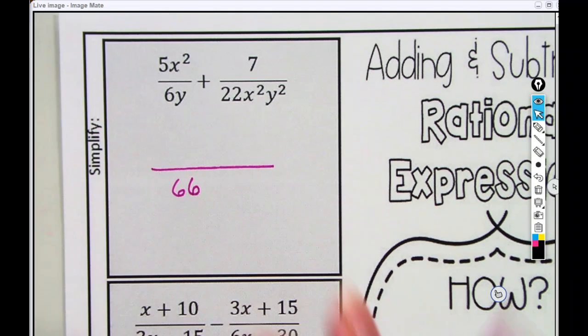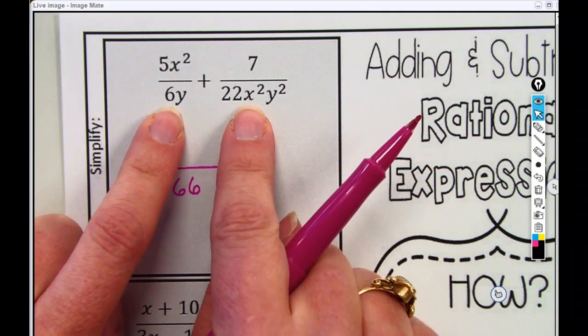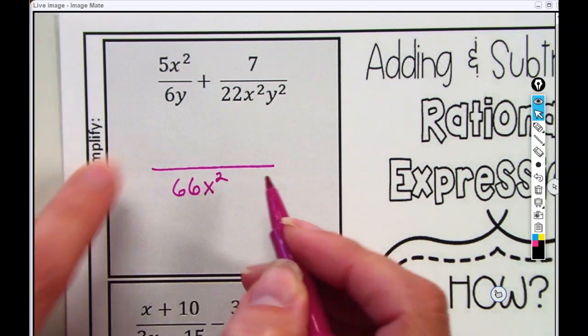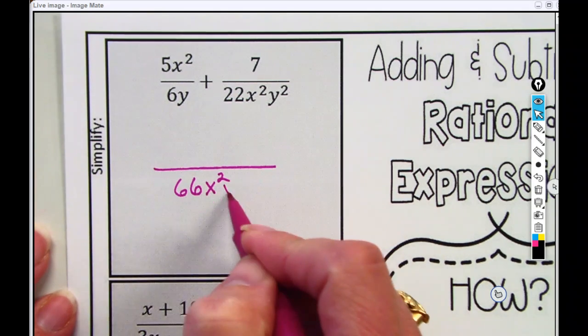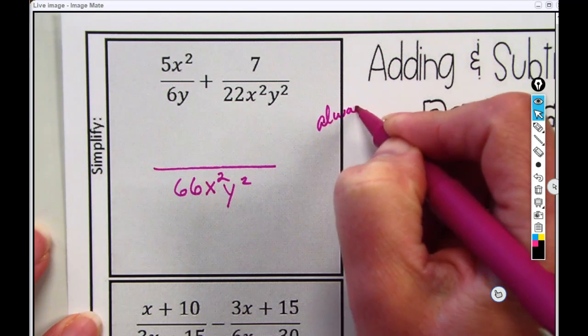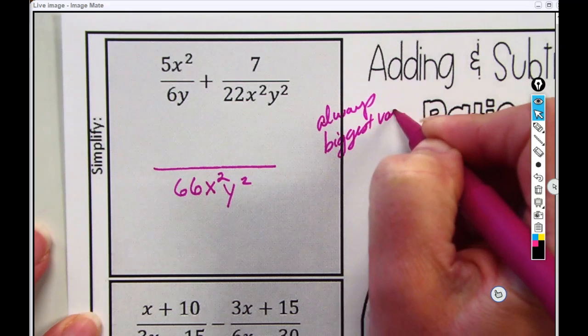And then we go and we look at the variables. And you always take the biggest one. That's the secret. So I look at x, and I say no x or x squared. Which one's bigger? X squared. All right, y or y squared. What's bigger? So if that helps you, let's write a little note here. Always biggest variable.